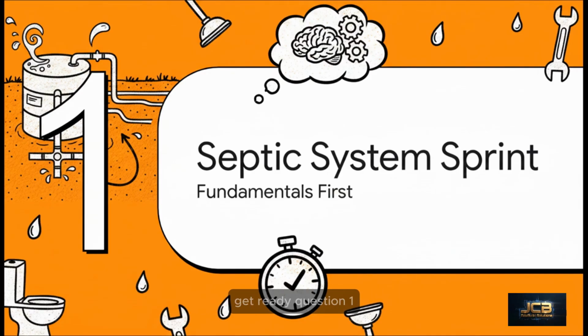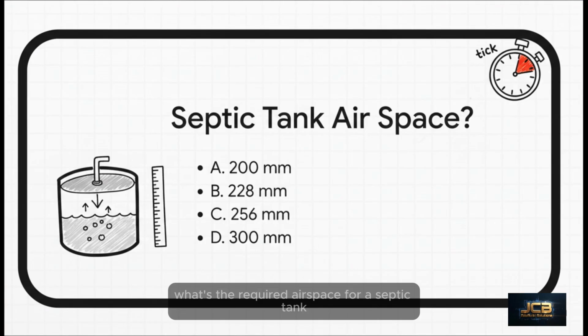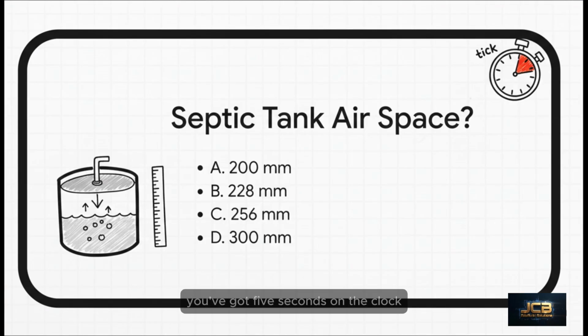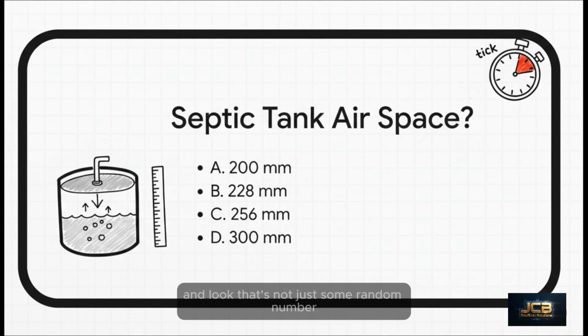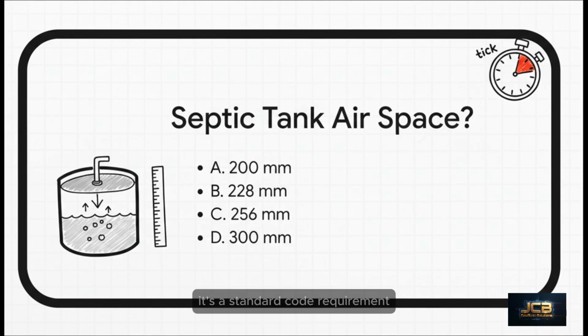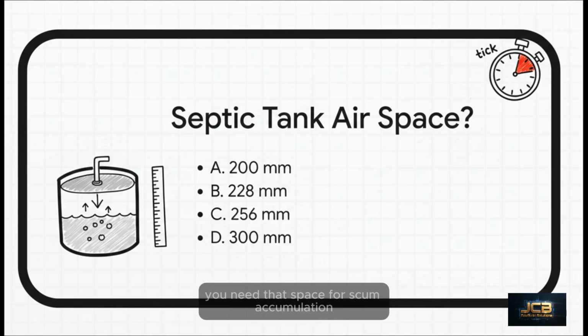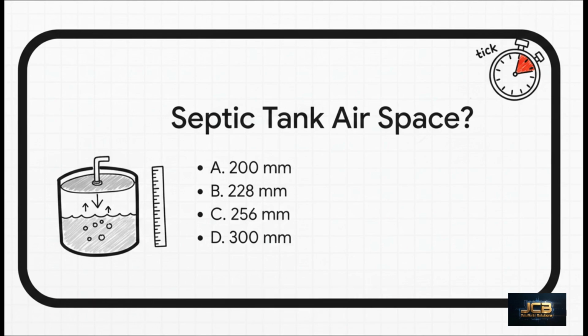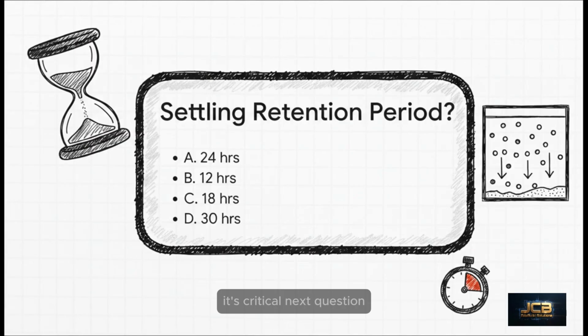Get ready. Question 1. What's the required airspace for a septic tank? You've got 5 seconds on the clock. Go. Time's up. The answer is D, 300 millimeters. And look, that's not just some random number. It's a standard code requirement. You need that space for scum accumulation and for the gases produced during digestion. It's critical.